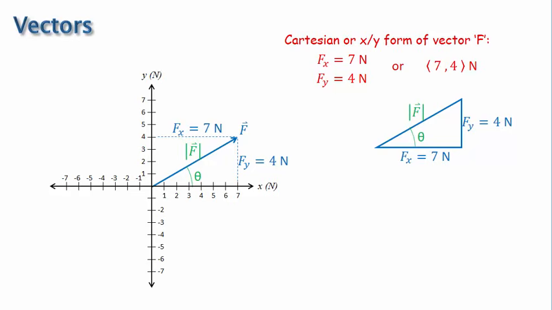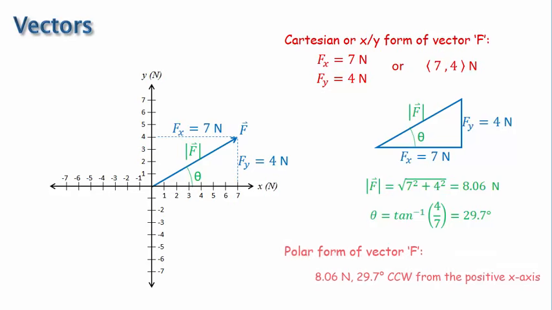And we can calculate the magnitude of the vector from its x and y components with the Pythagorean theorem, which comes out to be 8.06 newtons. We can find theta with a trig function. I'll use inverse tangent, which comes out to be 29.7 degrees. We now can write the vector in polar form in much the same way we wrote position in polar form on coordinate schemes before, and it comes out to be 8.06 newtons, 29.7 degrees counterclockwise from the positive x-axis.